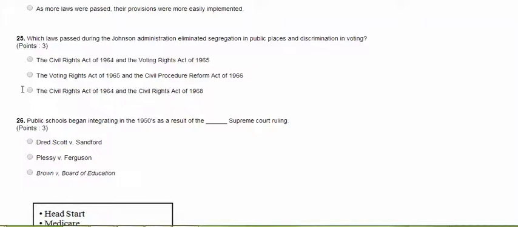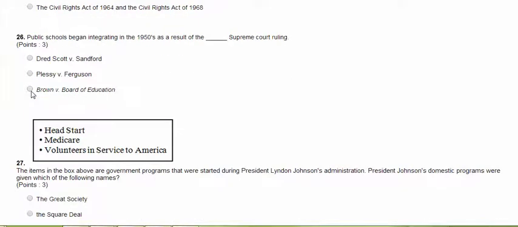Number 25, which laws passed during the Johnson administration eliminated segregation in public places and discrimination in voting? The Civil Rights Act of 1964 and the Voting Rights Act of 1965, the Voting Rights Act of 1965 and the Civil Procedure Reform Act of 1966, or the last option, the Civil Rights Act of 1964 and the Civil Rights Act of 1968.